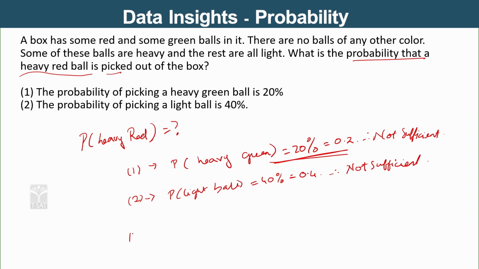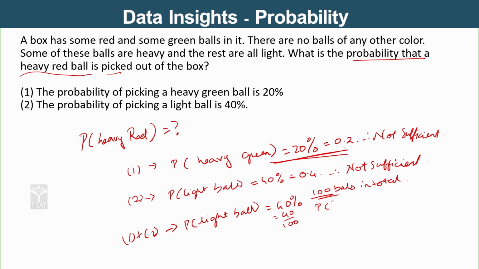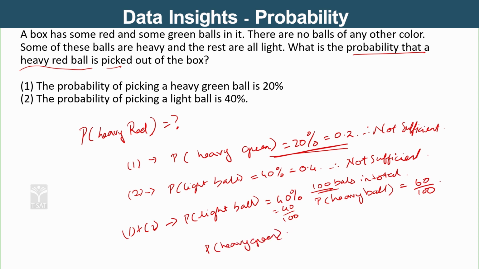So, now let us say statement 1 plus statement 2. Statement 2 is saying the probability of a light ball is 40%. So, let us assume there are 100 balls in total. Then the number of light balls is 40 by 100 and the number of heavy balls will be 60 divided by 100. Out of this, you know that the heavy green balls are 20%, that is 20 divided by 100, 20 out of the 100.